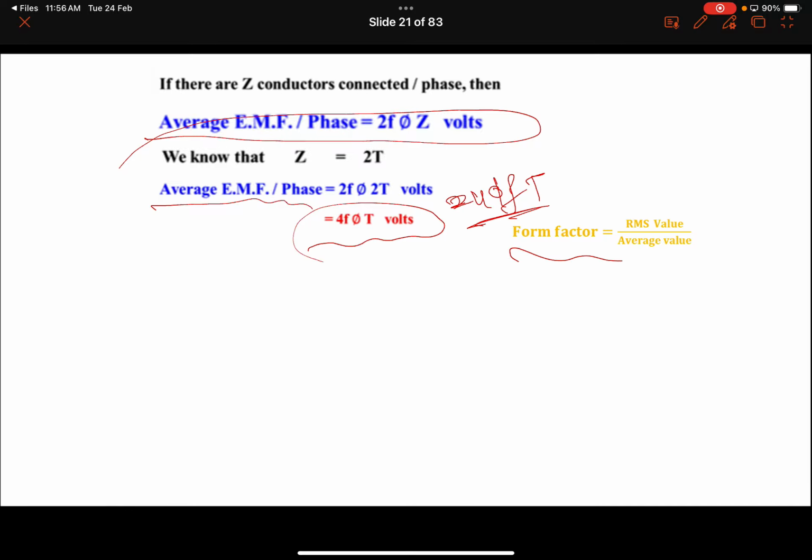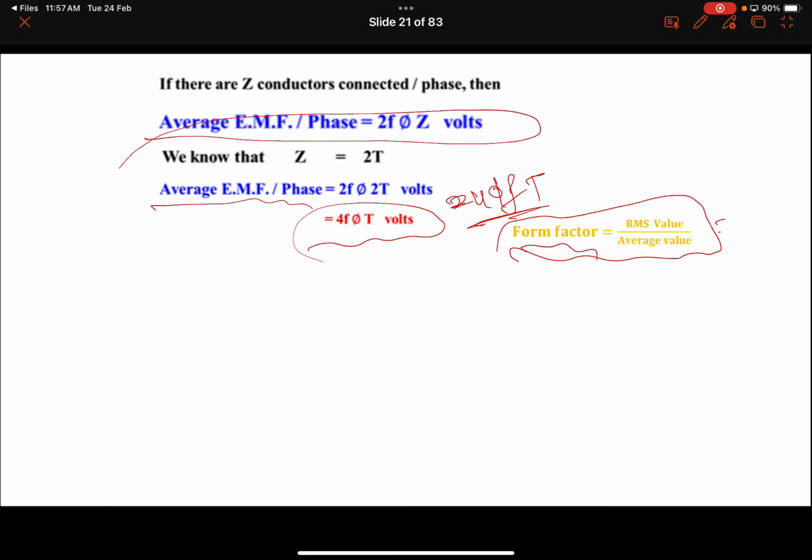Now we already know there are formulas called peak factor and form factor. Peak factor equals maximum value by RMS value, and form factor equals RMS by average value. So here you might be seeing 11.1 kV, 33.3 kV, 132 kV. Only if you see any substitutions here, the voltage will be specified to the particular ratings only. It's because of this form factor.